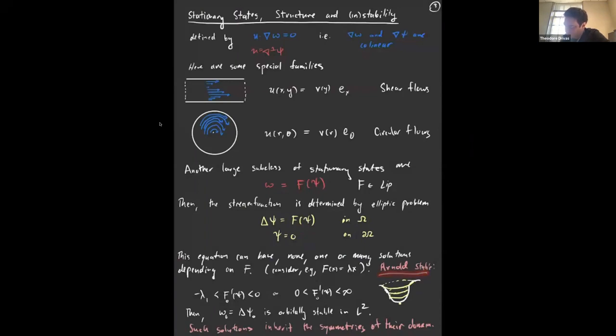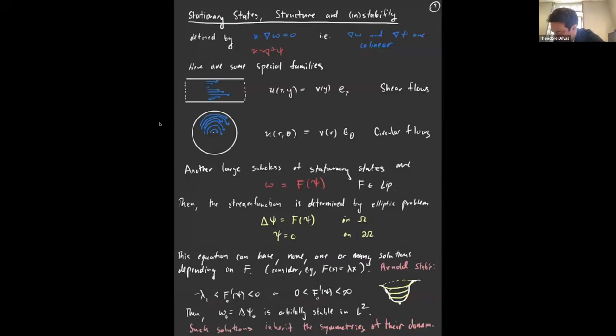So these are called Arnold stable states, and they come from declaring this F has one of two properties: either that F's derivative is negative, but bigger than the minus first eigenvalue of the Laplacian on the domain, or F's derivative is positive. These correspond to maximizers and minimizers of the kinetic energy on the sheet of rearrangements of the initial vorticity function. So there's some geometric picture to what these two conditions mean that was elucidated by Arnold.